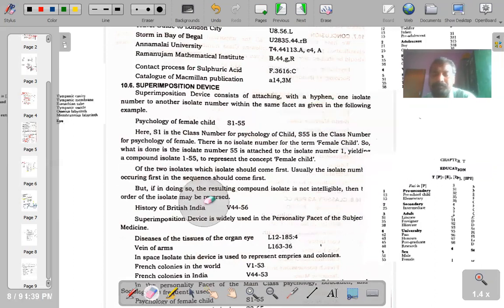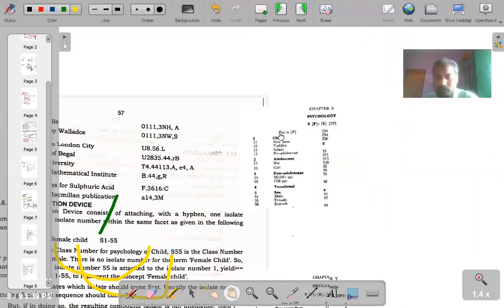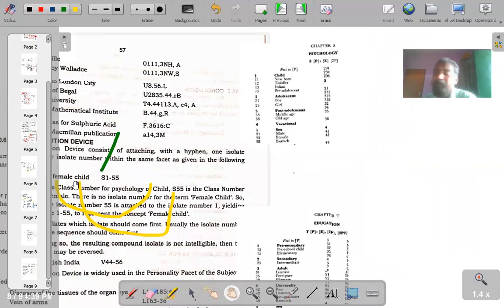For example, there is a title called Psychology of Female Child. I know very well it comes under the main class psychology, no problem. So I went to the psychology main class and searched for two numbers. One is female and the other is child. I am looking for two numbers in the main class psychology. I want two answers: one is female, another child.